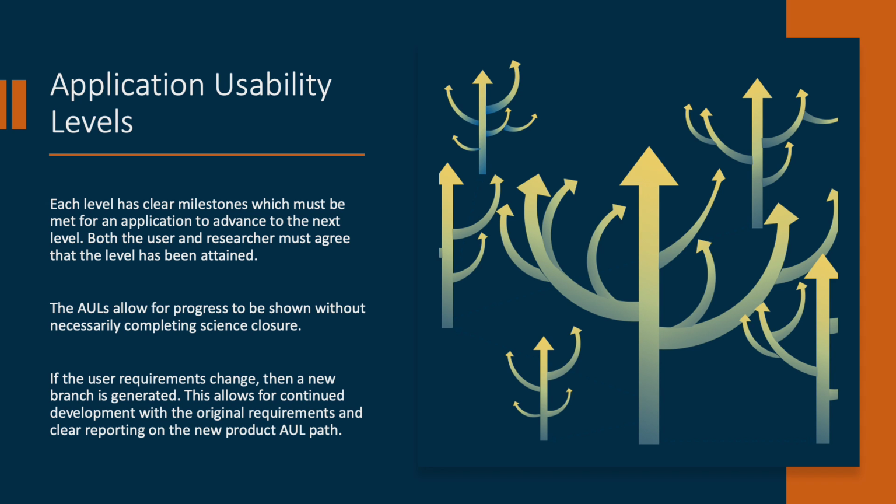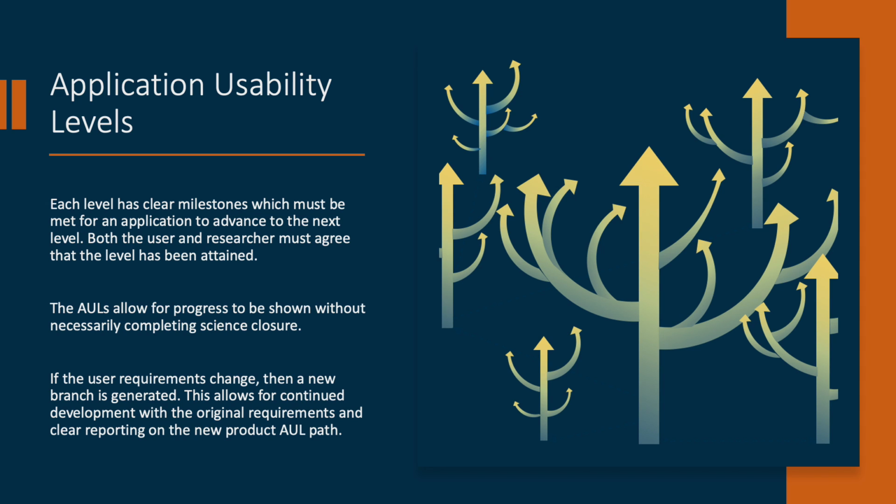However, the AULs provide a framework to show continued progress towards completion. If the user requirements change, then a new branch is generated. This allows for the continued development with the original requirements and clear reporting on the progression of the new product down the AUL path.